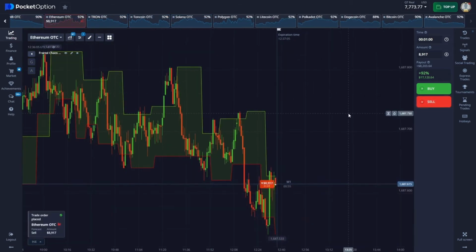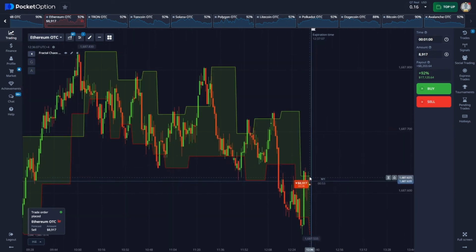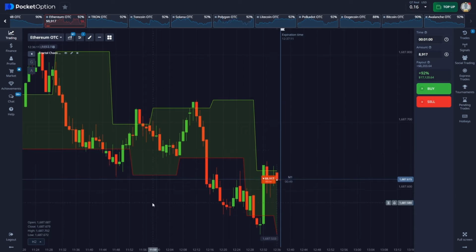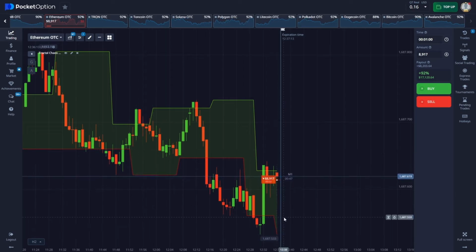Okay, I got a trade on Ethereum OTC and I placed a trade for the downside move on Ethereum OTC worth $8,917. I expected to get an entry at the level, but I got an entry a little lower. The trade is not going in our favor right now, but we still have 40 seconds left. But this candle should turn into a good red candle. Let's see.